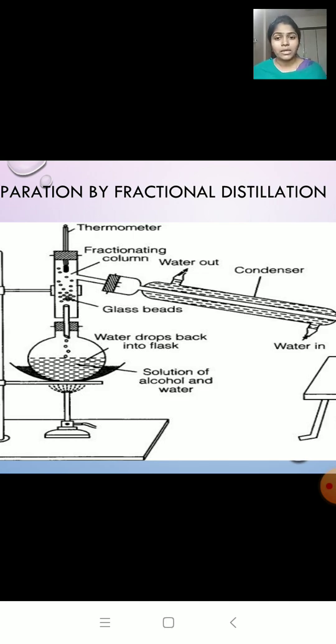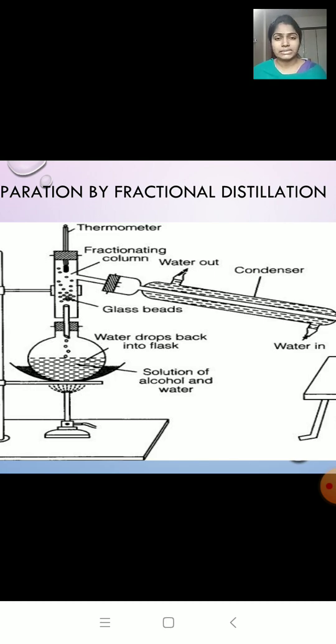Is it clear? So when alcohol is turning into vapor, if water also starts turning into vapor, the vapor of the water will rise and reach the top part of the fractionating column. But over there, it will hit the glass beads. The temperature is very low for the water, so it will cool and condense. It will form into liquid and again fall back into the round bottom flask. So at 78 degrees Celsius, only alcohol will distill over.